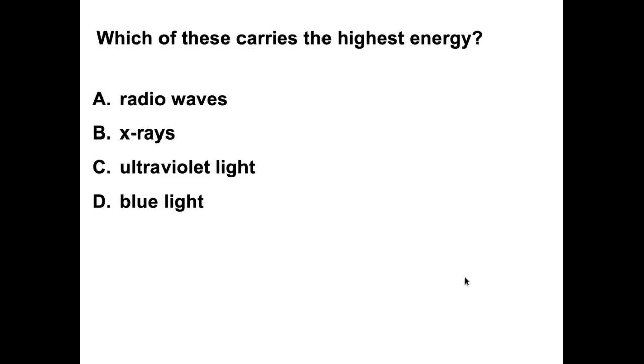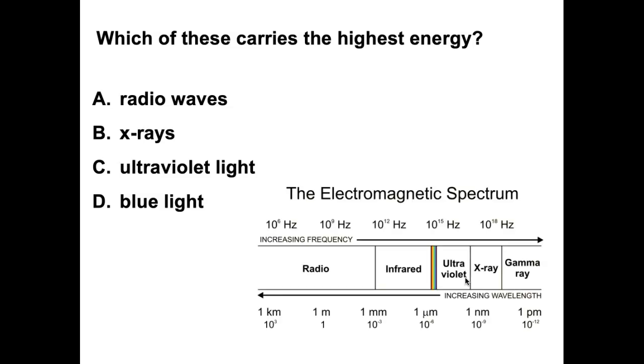Which of these has the highest energy? Well, the energy of light comes from its frequency. High frequency means high energy. So this question could also be asking, which of these kinds of light has the highest frequency? And the highest frequency of these is X-rays again. So B it is.